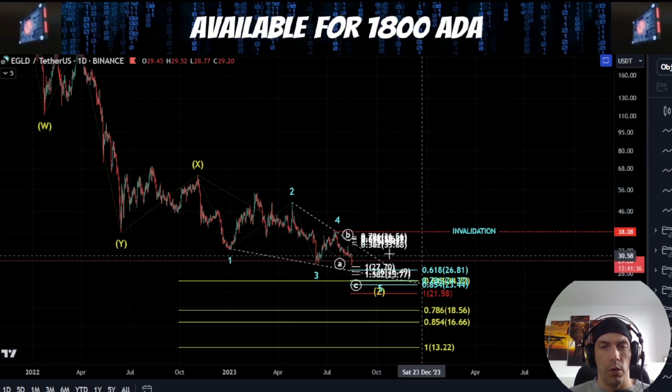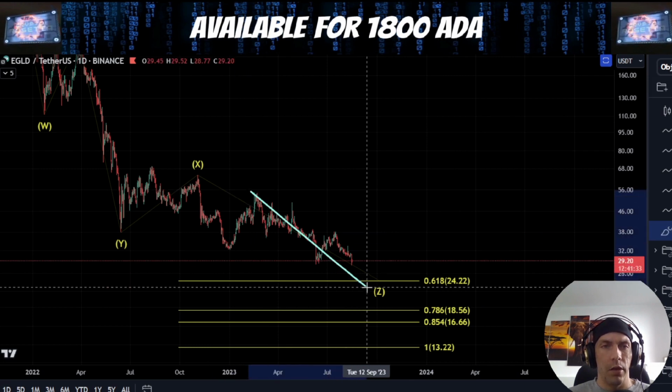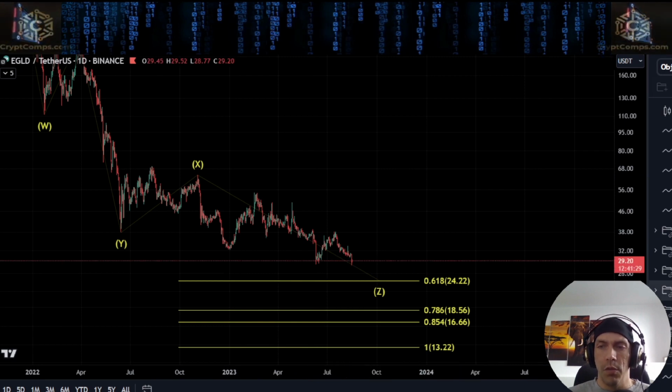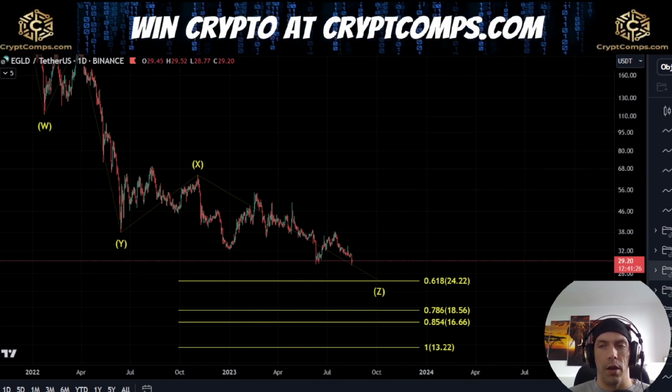So we need to be on the lookout for that if we do complete this diagonal until we actually start breaking back above this X wave high here. There is still that potential. We could still see price looking to push down at a later point.